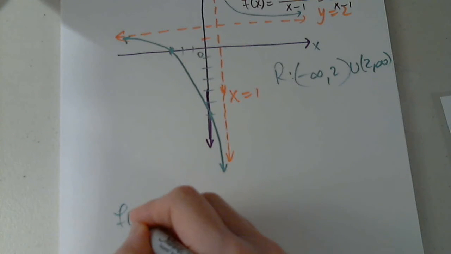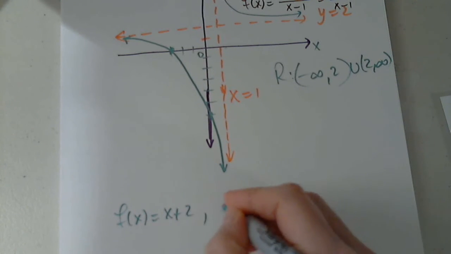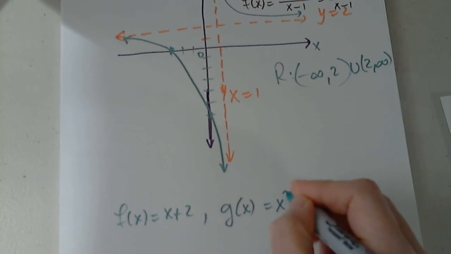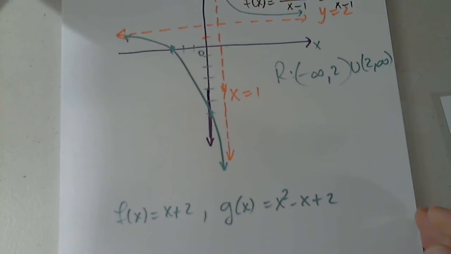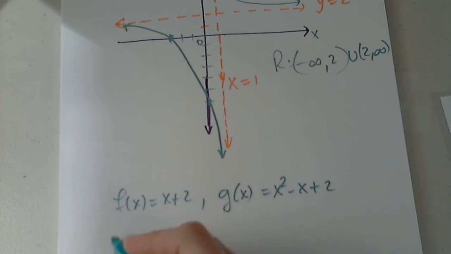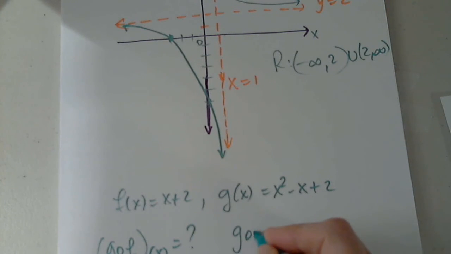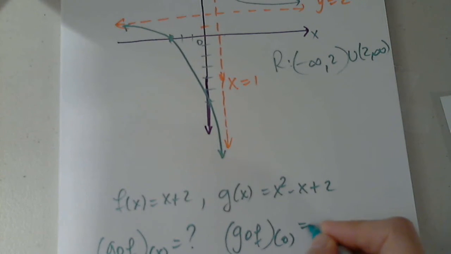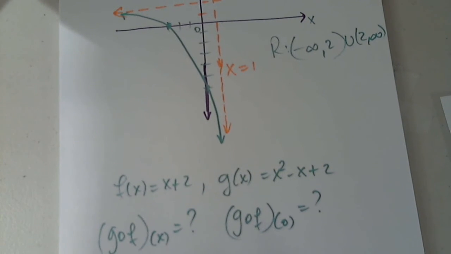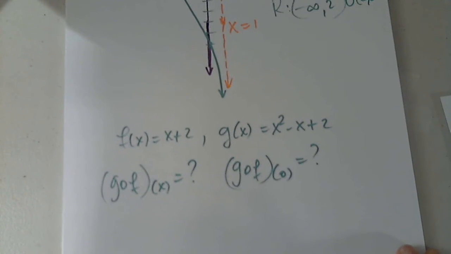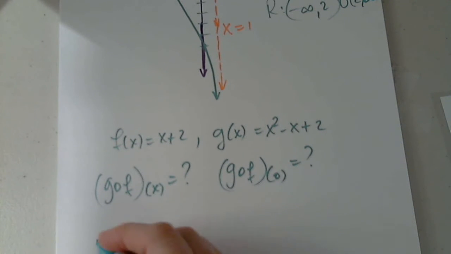So we have f of x, which is x plus 2, and we have g of x, which is x squared minus x plus 2. And we're asked to find g comp f of x as the function first, and then g comp f of 0. Good. So I'll start with g comp f.